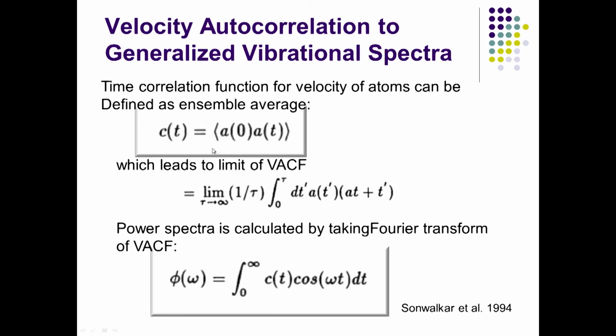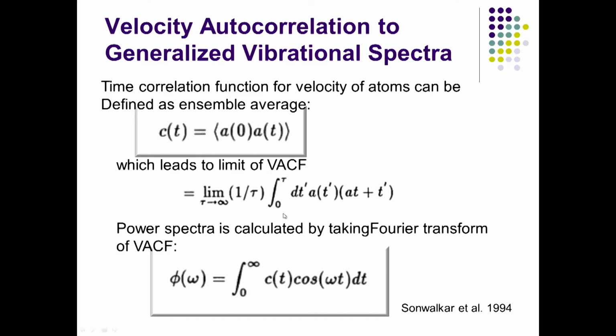So, now we start again with the autocorrelation function that we talked about earlier. If you look at your slide, the time correlation function of velocity of atoms can be defined as an ensemble average. Here the ensemble is over time as well as the number of atoms. So, we are looking at all the atoms, and that leads to the limit of the velocity autocorrelation function.